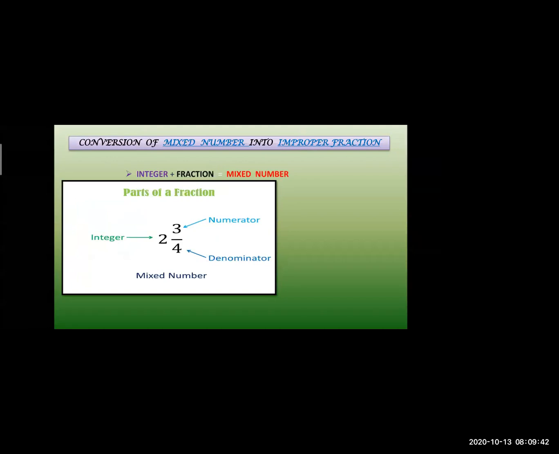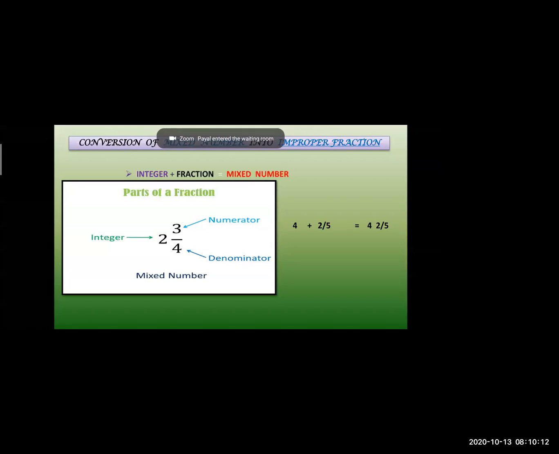So you can see here, the integer is 2, and the fraction is 3 upon 4. When we combine both the things, we get a mixed number. 2 is the separate number, which is an integer. 3 upon 4 is separate, that is a fraction. But when I combine both the numbers, I get the result 2 and 3 upon 4. That is called a mixed number.